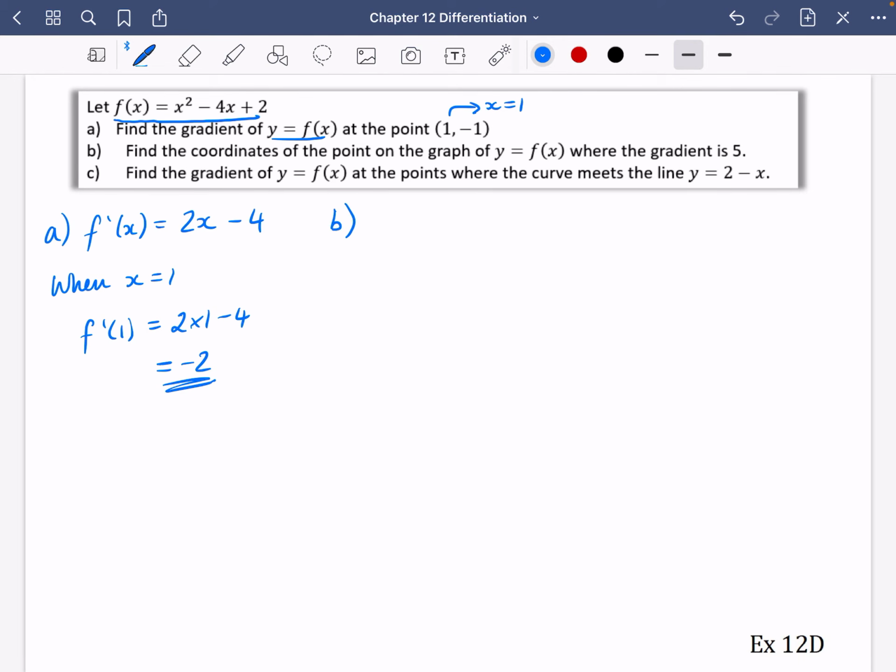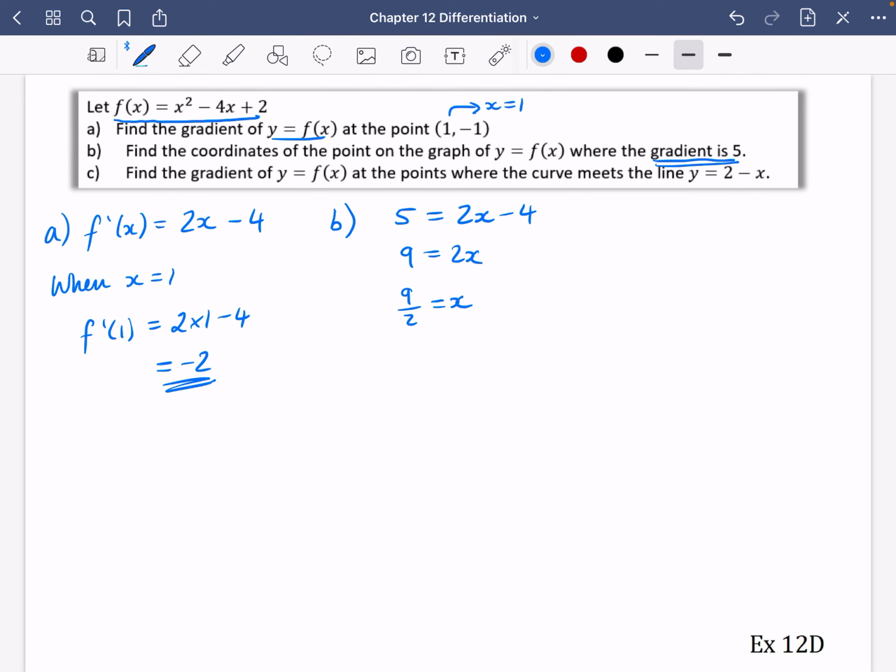Now I want to find out the coordinates of the point on the graph where the gradient is 5. So now I'm saying that this left-hand side is going to be equal to 5. So the gradient 5 is equal to 2x minus 4. I'm going to add the 4 to the other side, and I'm going to divide by 2. So the x coordinate is 9 over 2.